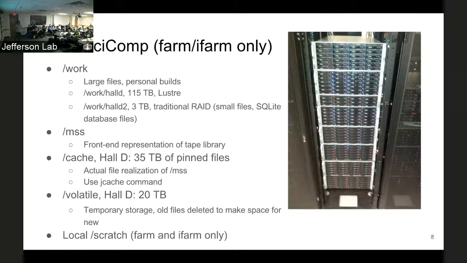Okay, so that's cache. So this is the realization of the tape library. And volatile is temporary storage. Old files are deleted to make space for new. So you know you can write this forever. And then there's local scratch. This local scratch is called /scratch, but it's the farm and iFarm only. But it's different from the scratch general purpose. And so the way you tell if someone is a real veteran of JLab computing is if they can tell you the difference between the scratches. If they can explain that to you, then they know what's going on. You can use that as kind of a test to see whether you should believe what the guy's saying.